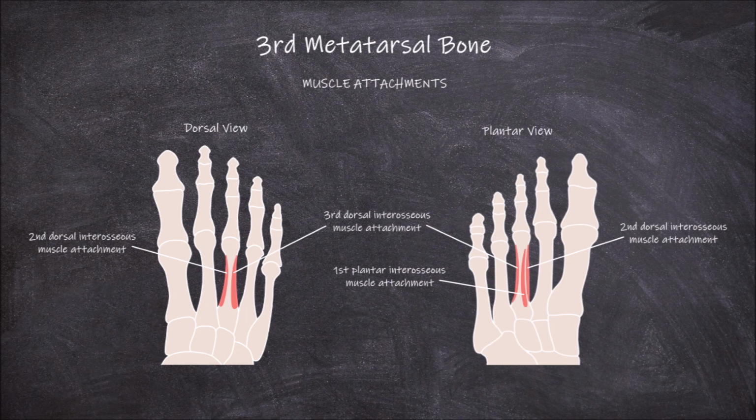A portion of the tendon of the tibialis posterior muscle attaches onto the plantar surface of the base of this bone. In addition, a portion of the oblique head of the adductor hallucis muscle originates from the plantar surface of the base of this bone.